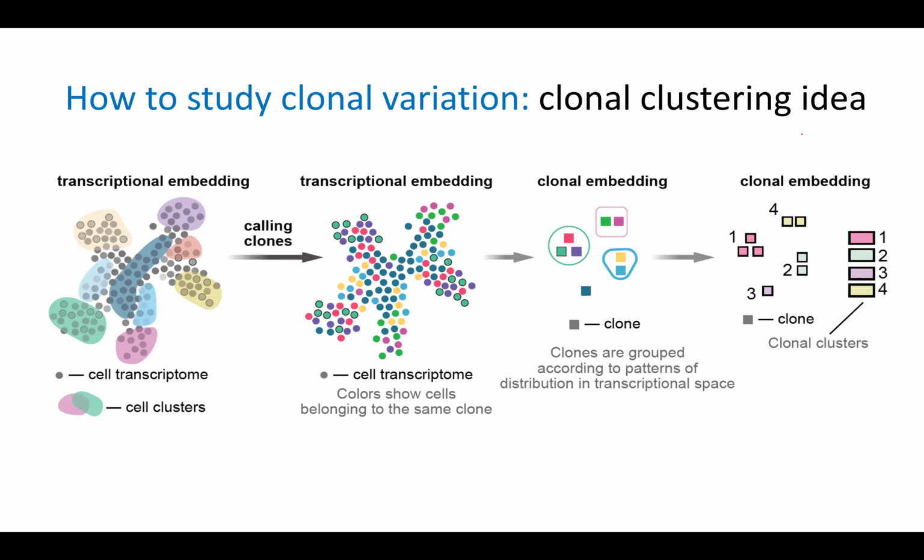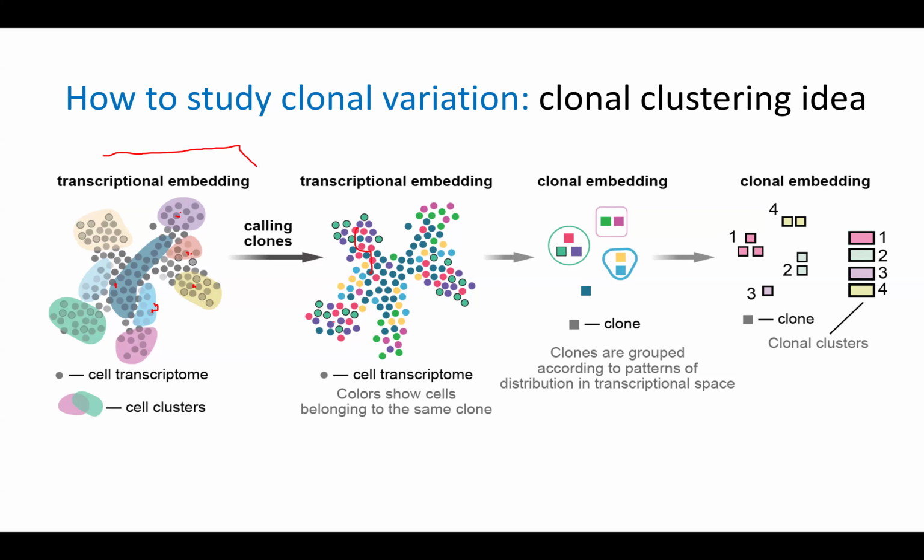And for that, we developed a new analytical technology based on artificial intelligence, basically a word-like processing approach that we called clone2vec. In essence, it looks into the transcriptional embeddings of the single cells that we have, searches which cells belong to the same clone, and classifies them.